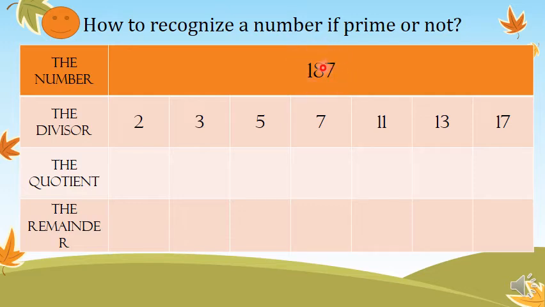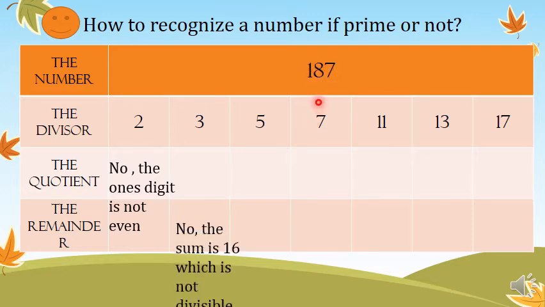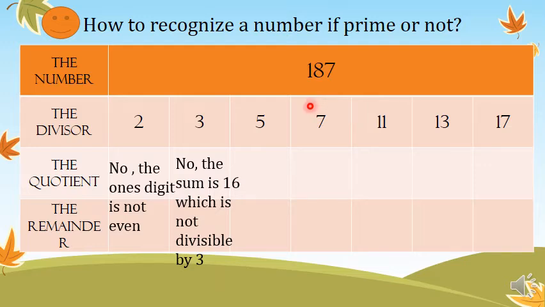Is it divisible by 2? I look at the ones digit. It's not even, so it's not divisible by 2. Is it divisible by 3? I add the digits. 7 plus 8 plus 1 is 16, which is not divisible by 3. I continue. Is it divisible by 5? I look at the ones digit. It's not 0 or 5, so it's not divisible by 5. Look, I'm just testing on the prime numbers, okay? Just on the prime numbers.